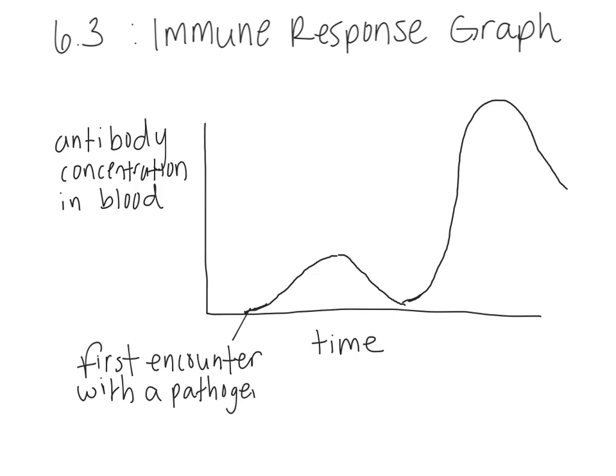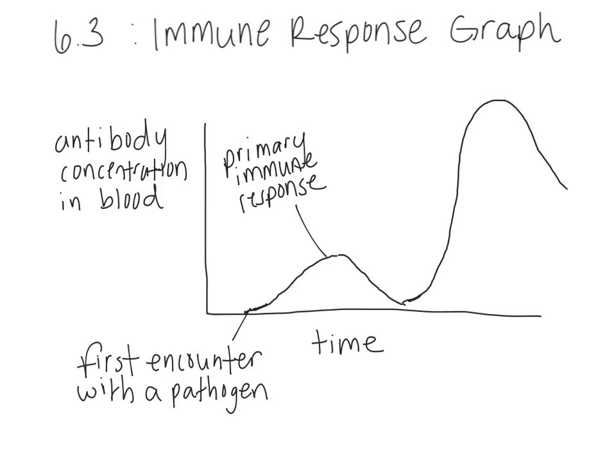Let's say this is this year's flu virus. This first hump here in our graph is what we call the primary immune response. This is your body building up those antibodies.